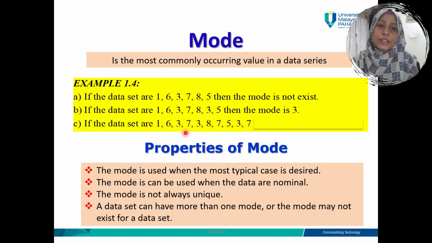Get it? So finally, the third example here: can you see any data value that has the highest frequency? What is the data value which has the highest frequency of occurrence?